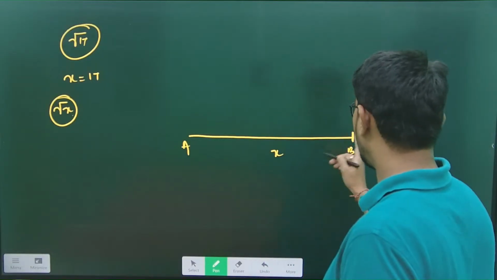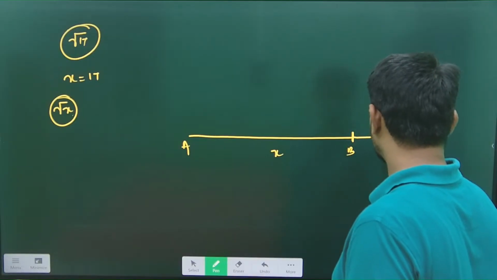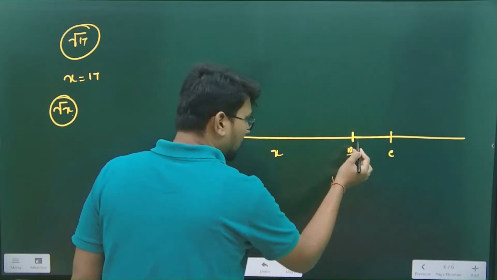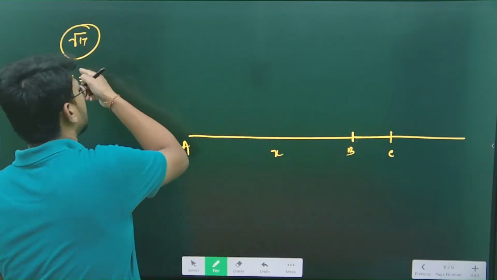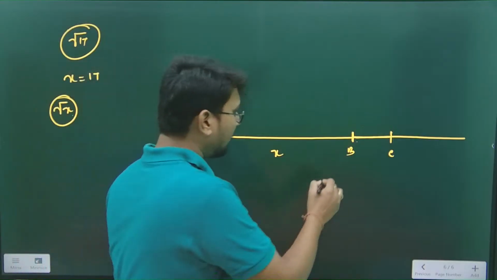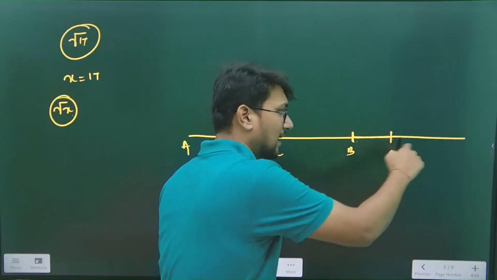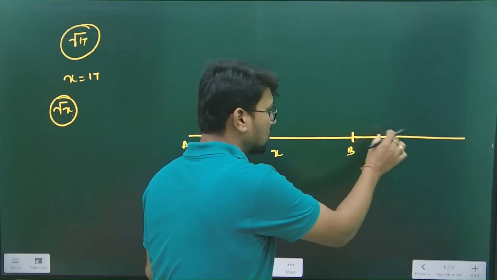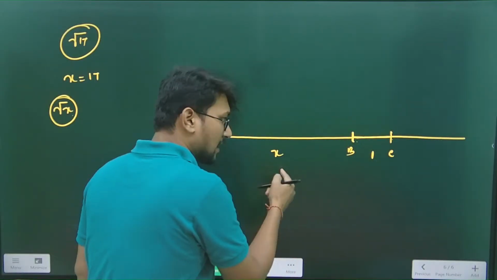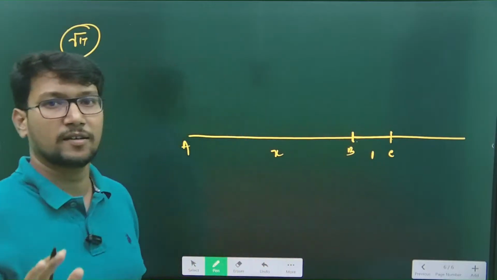Then after, produce this AB by 1 unit to C. Means you have taken AB is x. X means as per your value 17. You have to take AB 17. Got it? Then after you produce which one? B to C. You should take a line here. How much? 1. Means if x is 17, then 17 plus 1 is 18. Means AC is 18. Is that clear?